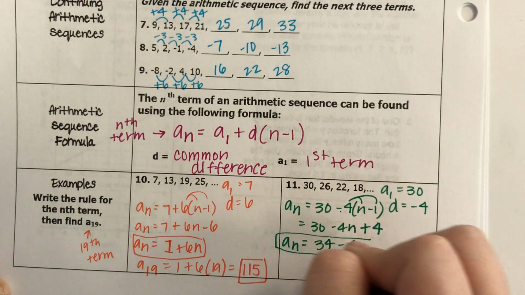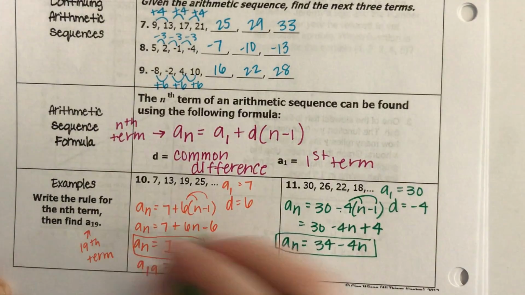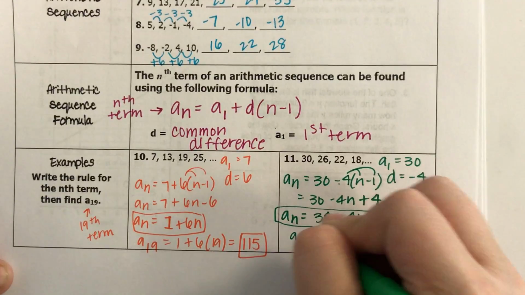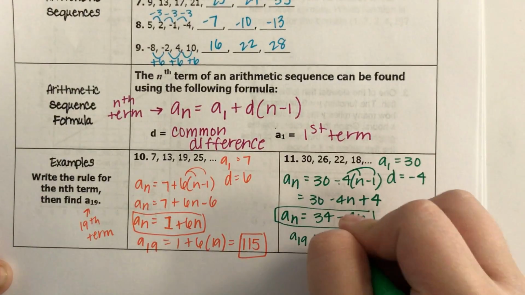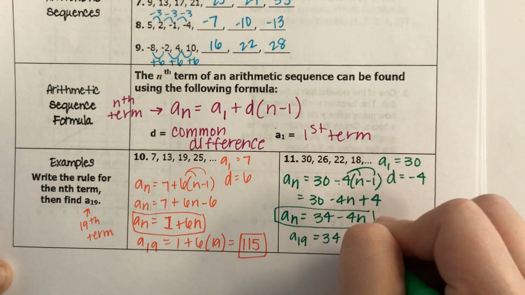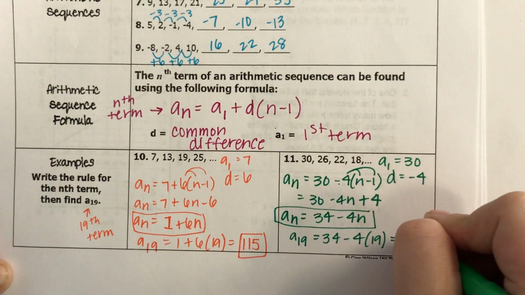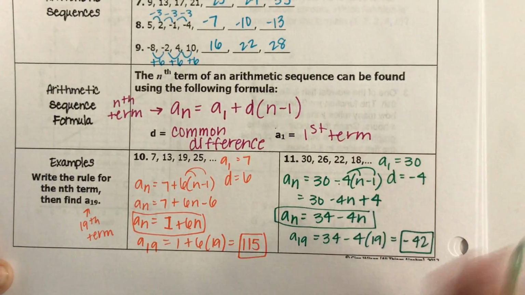So there's that part. Now we need to find the 19th term. So a sub 19 equals 34 minus 4 times 19. And that equals negative 42. And we're done.